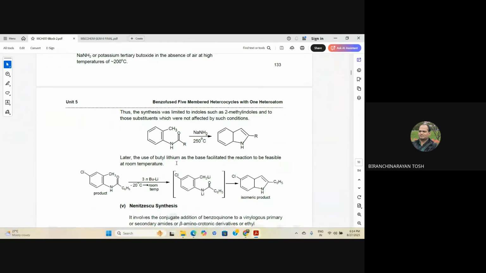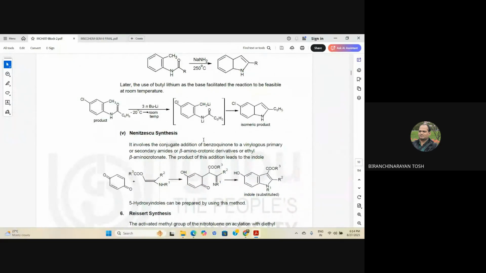Later, the use of butyl lithium as the base made the reaction feasible at room temperature. So if you take n-butyl lithium, the temperature can be reduced to room temperature. But in the case of sodamide, it requires high or elevated temperature.